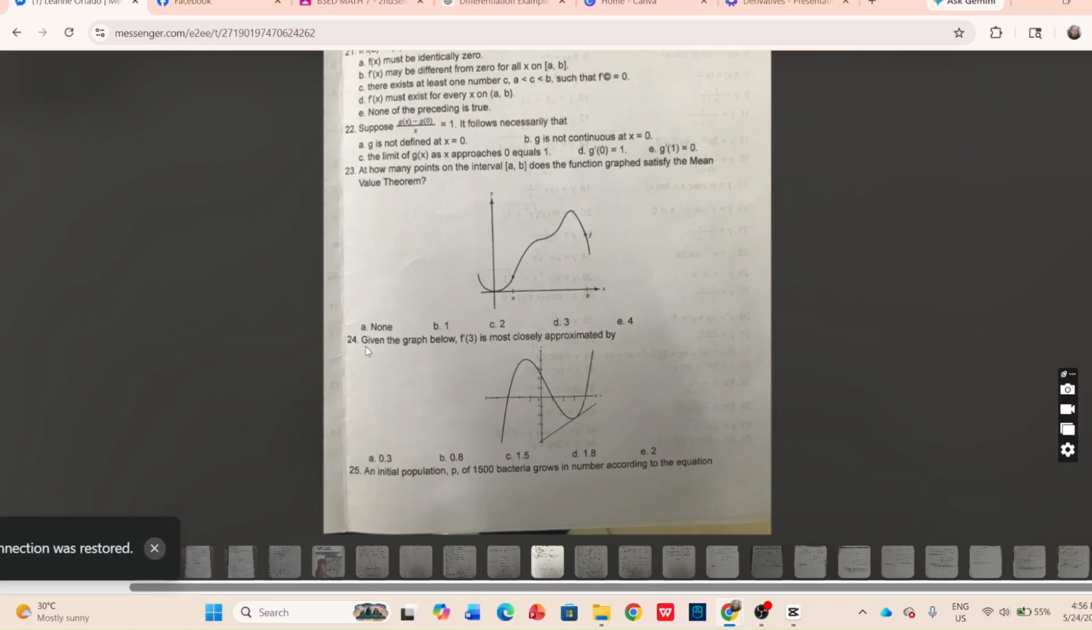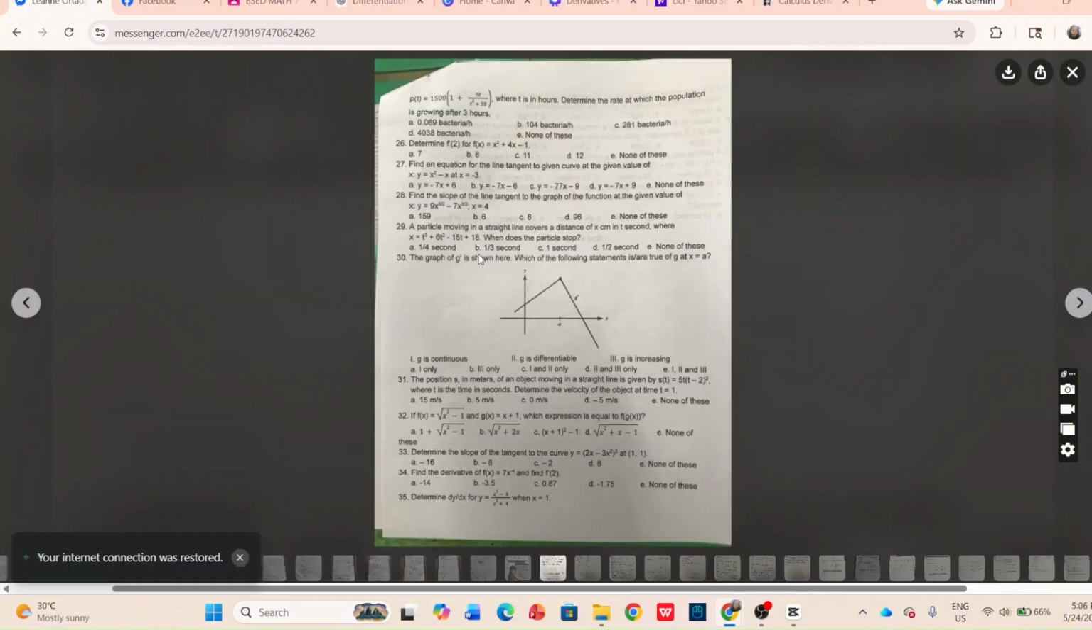Number 24. Given the graph below, f prime of 3 is most closely approximated by, so we are going to estimate the slope at x equals 3, and the tangent line slope is approximately 1.5, which is letter C. So the answer for number 25 is letter E. It's none of these because the answer from my calculation is approximately 155,325, but it's not on the choices. So the correct answer for 25 is letter E.